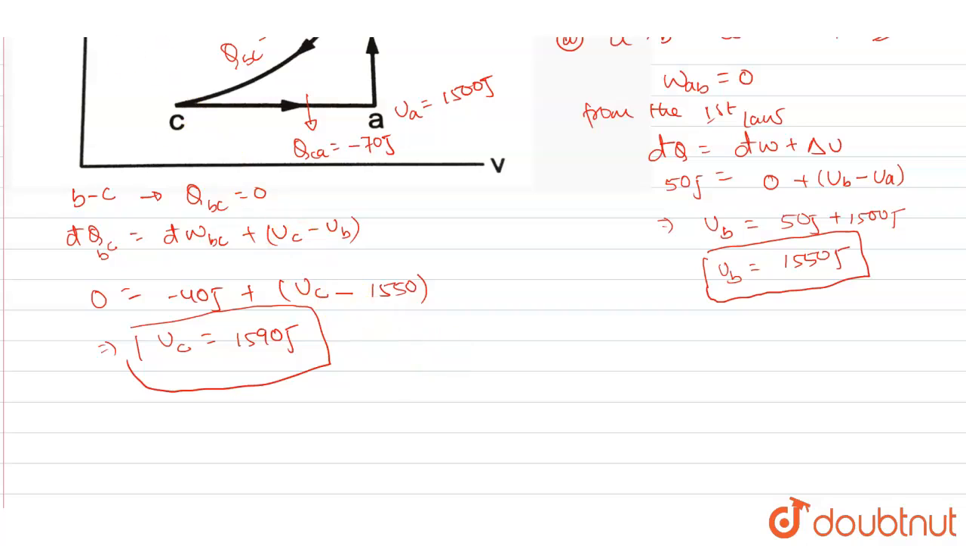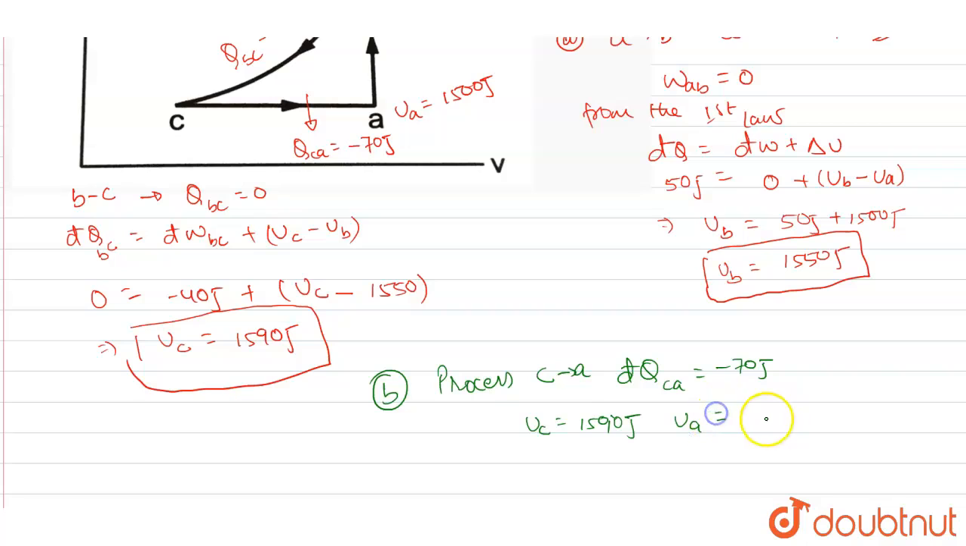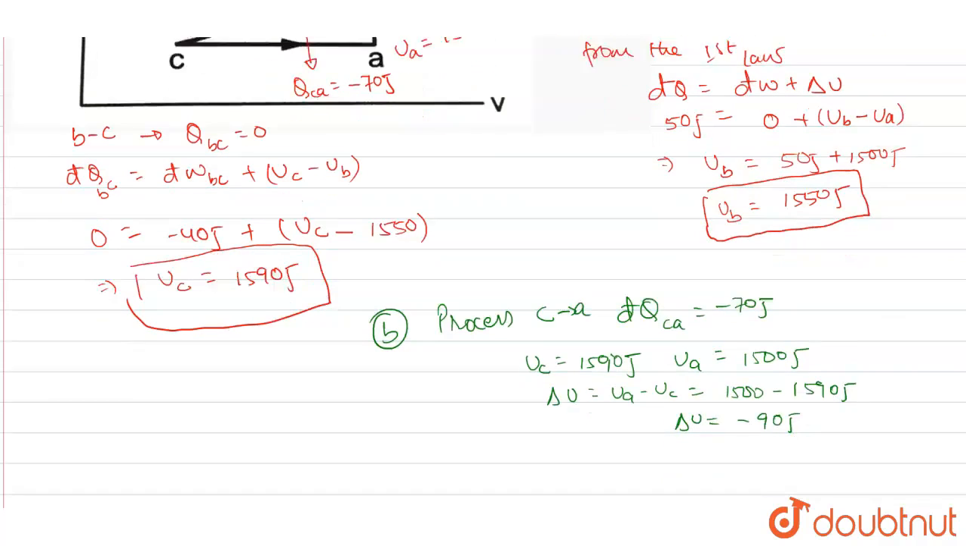Now in the second part, we have been asked the work done in the process C to A. For the process C to A, we have been given that the amount of heat rejected is minus 70 joules, and we have calculated the internal energy at point C as 1590 joules. Internal energy at point A was given in the question as 1500 joules. From here we can calculate the change in the internal energy in the process as UA minus UC, which is 1500 minus 1590 joules, so minus 90 joules. So the change in the internal energy in the process C to A is minus 90 joules.